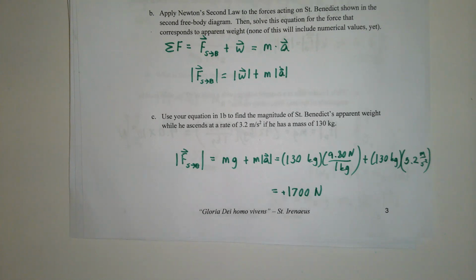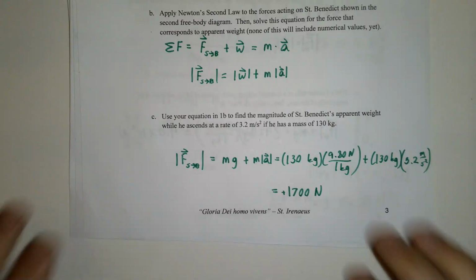That's a little heavy for St. Benedict, a little too many Sunday donuts maybe, at a rate of 3.2 meters per second squared.